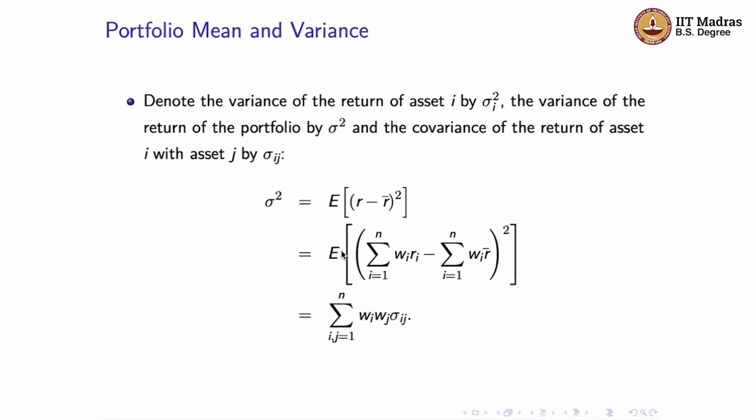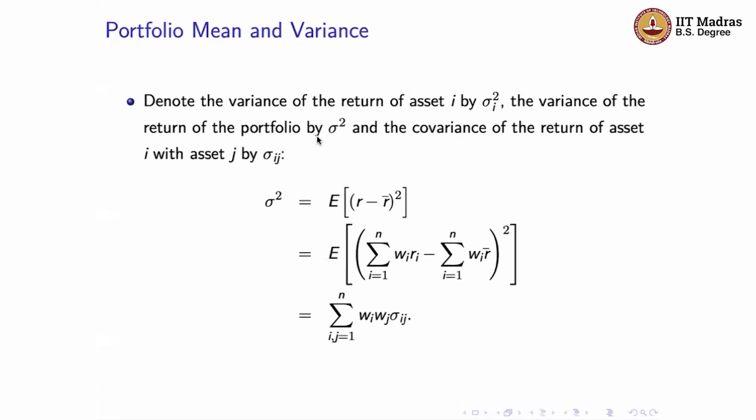This is a bit more complicated formula compared to the one for the expected rate of return. So denote the variance of the rate of return of asset i by sigma i square, and the variance of the rate of return of the whole portfolio by sigma square. Here the relationship between sigma square and sigma i square also needs to take into account the covariance of the different rates of return of the assets, right? So for example, sigma ij is the covariance of the rate of return of i with that of j.